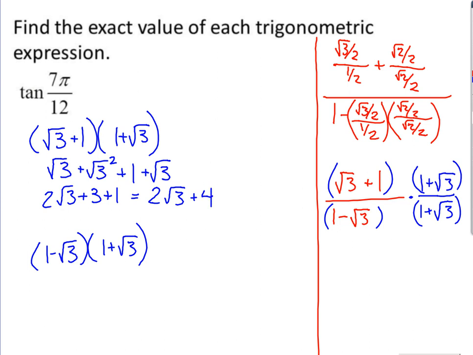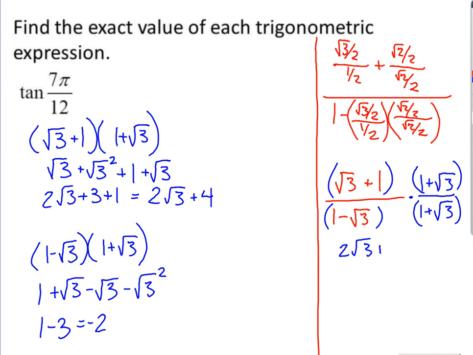When we FOIL the denominator, we're going to have first, outside, inside, and last. When we simplify this, it's going to be 1, positive radical 3 and negative radical 3 will cancel. When you square root, it cancels, so there's going to be 1 minus 3, which gives us negative 2. So if we put those back over here, we're going to have 2 radical 3 plus 4 all over negative 2. Now we can simplify this a little bit.